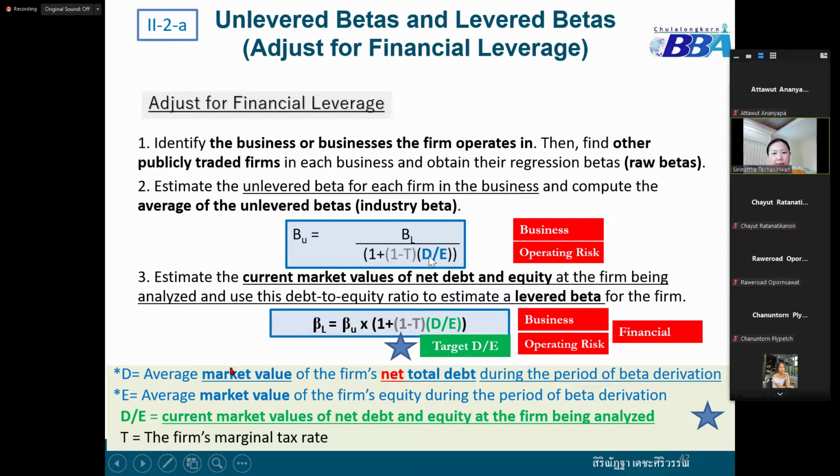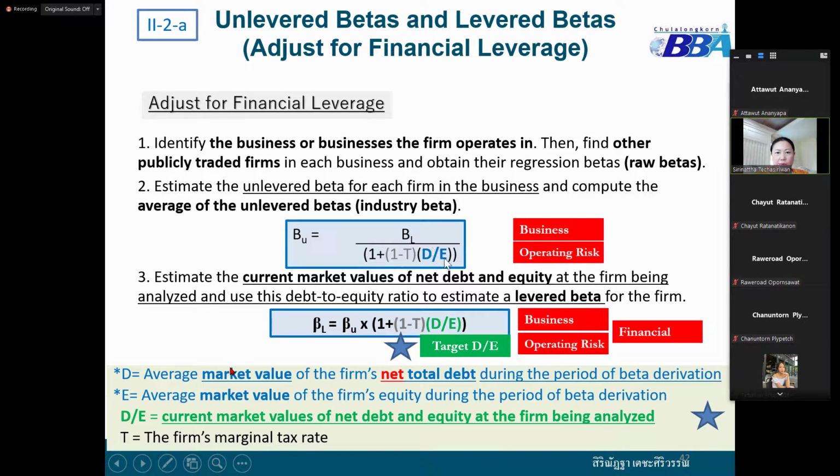But since the interest on debt is an expense that is tax deductible, it provides tax shield benefit. So we also need to multiply this debt to equity ratio by 1 minus tax rate to take into account the tax shield benefit of the debt. So we divide the levered beta of the comparable firm by 1 plus debt to equity multiplied by 1 minus tax rate.